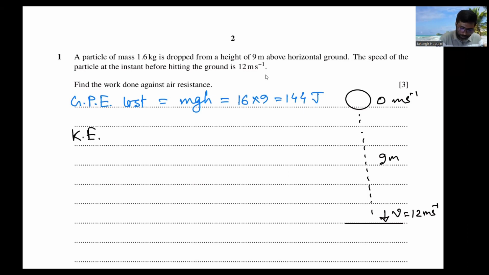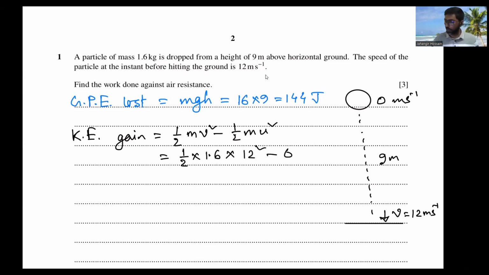Then we have KE gain. The gain in kinetic energy will be final minus initial kinetic energy, the initial being 0. So half mv squared minus half mu squared, which gives half times 1.6 times 12 squared minus 0. So that is 0.8 times 144, that is 115.2 joules. So we know the GPE loss and we know the amount of kinetic energy gain.